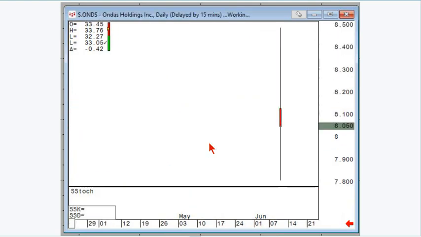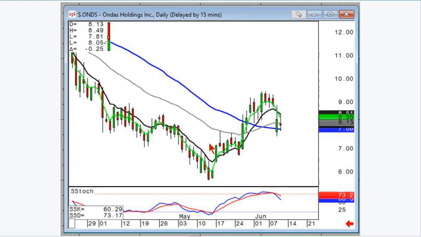ONDS, that may be supporting back here at the 50. At this point, if I was going to be a buyer, I'd wait for it to get back up above the T line.